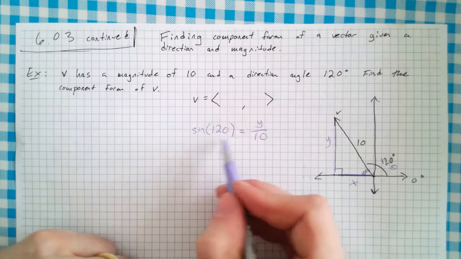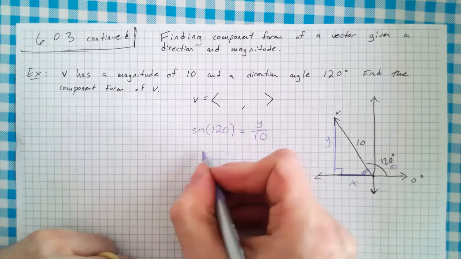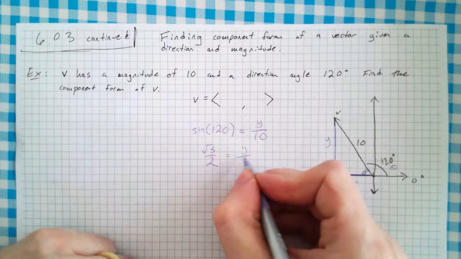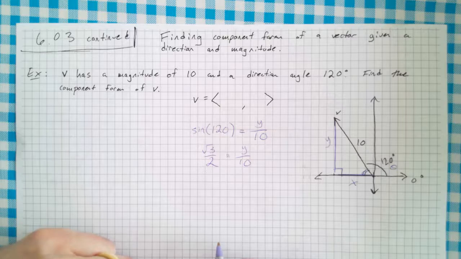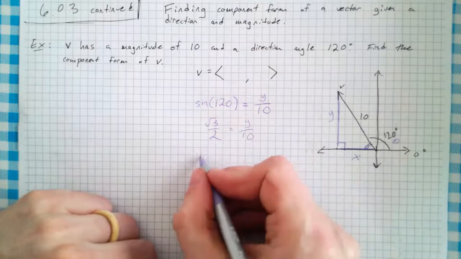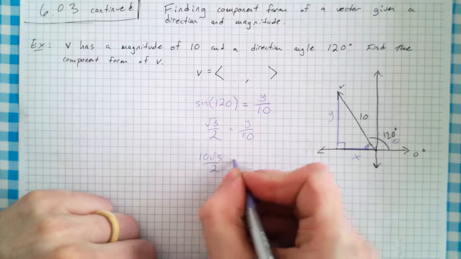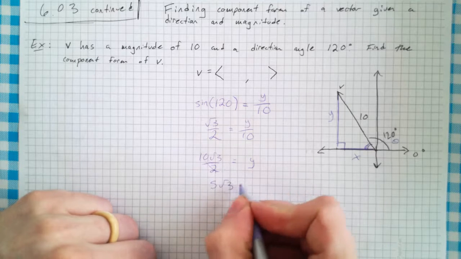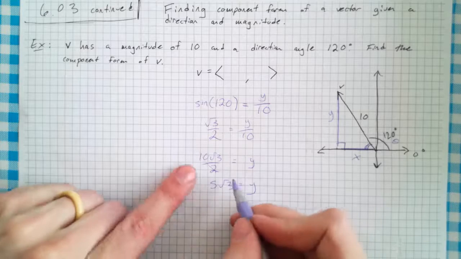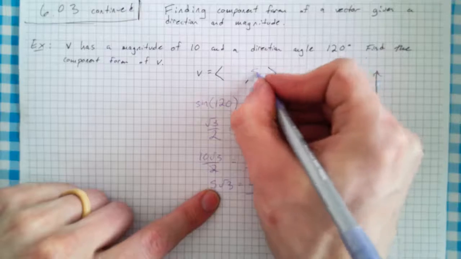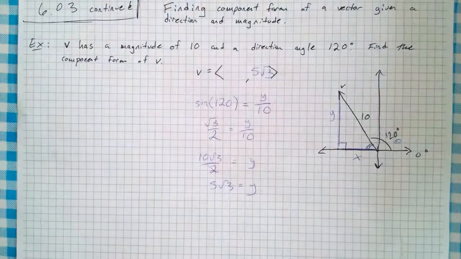Well, I know the sine of 120. That's on my unit circle. That's positive root 3 over 2. And now I can just solve for y by multiplying both sides by 10. I get 10 root 3 over 2 equals y. The 10 and the 2 simplify, and we get 5 root 3 equals y. And guess where the 5 root 3 goes? That's the y-coordinate of my vector. That goes here. Okay, easy enough. We're just using SOHCAHTOA.